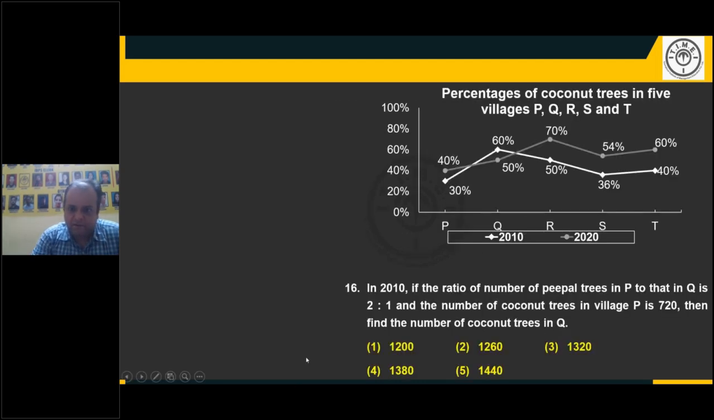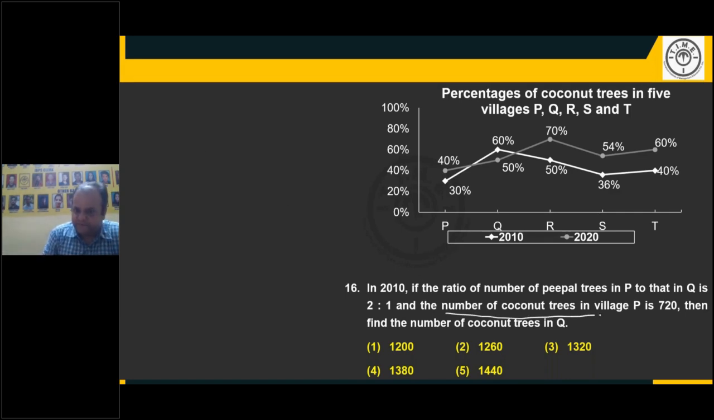Okay, then this is our question number 60. Let's try this one. You have to be careful with the 2010 and 2020 values. The question says in 2010, the ratio of peepal trees in P to that in Q is 2:1. And the number of coconut trees in village P is 720 in 2010. Then find the number of coconut trees in Q. Start with what value you have. So I think you can start with this.